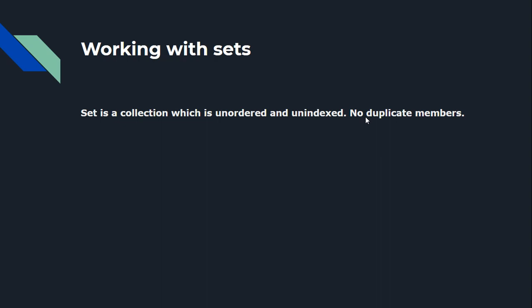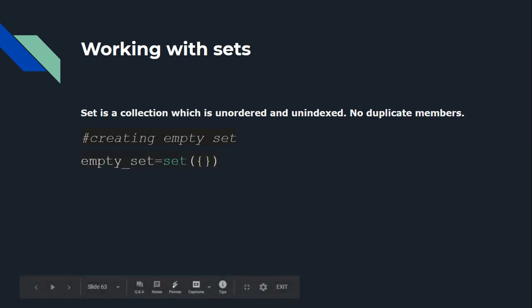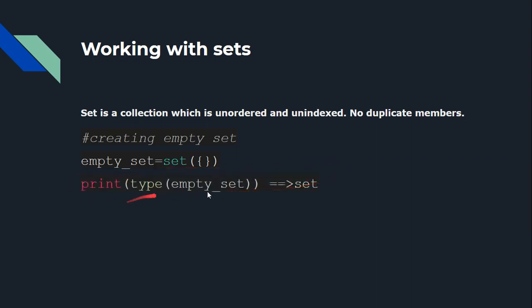First, it is unordered, meaning no element has any particular position. It is unindexed, meaning you cannot find any element using an index. Next, no duplicate members will be there in the set. If you want to create an empty set, you simply write empty set is equal to set, and in the parentheses you write curly braces, and this will create an empty set. Now if you print the type of this empty set, you will get the type as set.